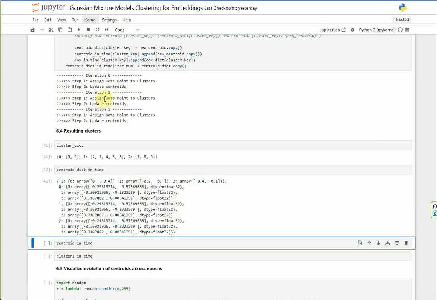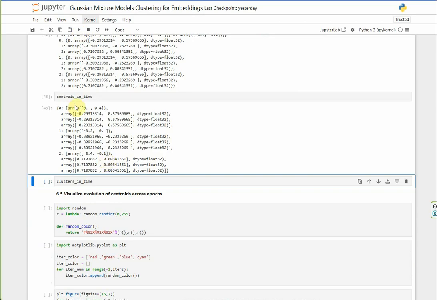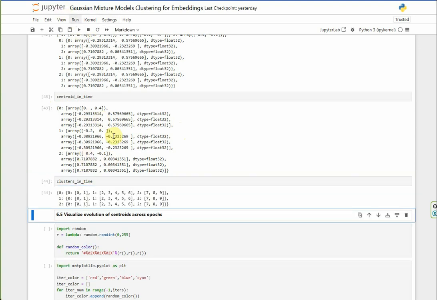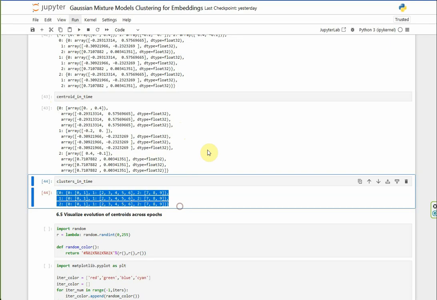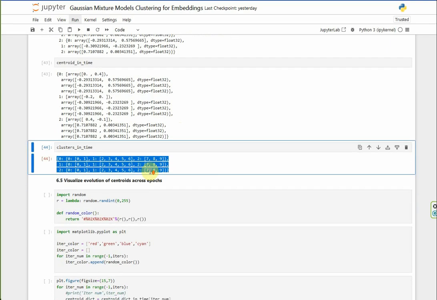Also, we can check how centroids change in time. So this is our centroid in time dictionary. In this case, we are storing the history of how the mean values of the centroids change across time. It is not a dictionary, it's a list of centroid values. And you can see that they almost don't change across all the iterations after the first iteration. And finally, clustering in time is also the same. There is almost no change in this case.